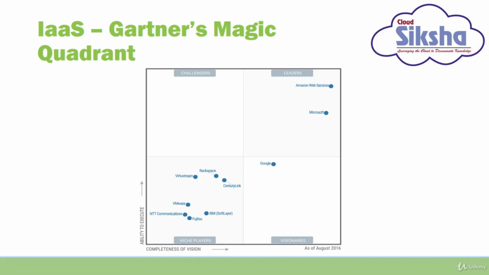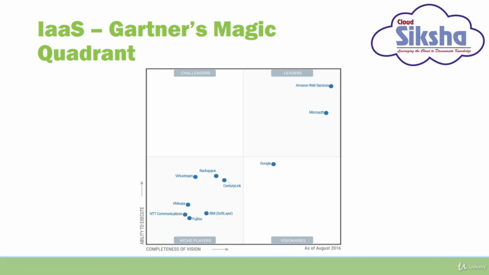Here, they rate companies along two axes. One axis is the completeness of vision of the company, and the other axis is their ability to execute. So it's not very good if you have only the vision but you cannot execute, or you're good at execution but you don't really have a vision. Even that is not a good place to be in.